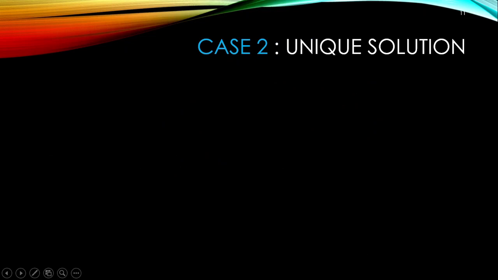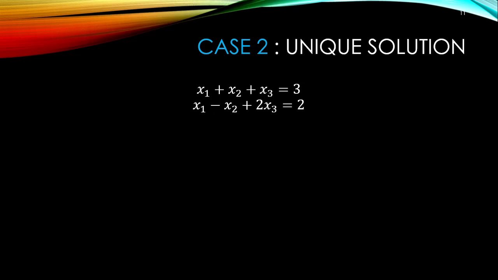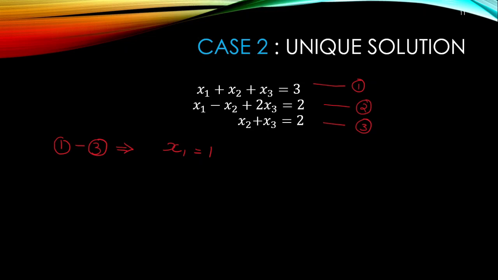Then case 2 is where the set of equations has a unique solution. Consider this system: x1 plus x2 plus x3 equal to 3, x1 minus x2 plus 2x3 is equal to 2, x2 plus x3 equal to 2. Label them as 1, 2 and 3, and subtract the third equation from the first equation. What do we get? x1 is equal to 1. So we got the value for the variable x1. Then we add 1 plus 2. What do we get? x3 is equal to 1.